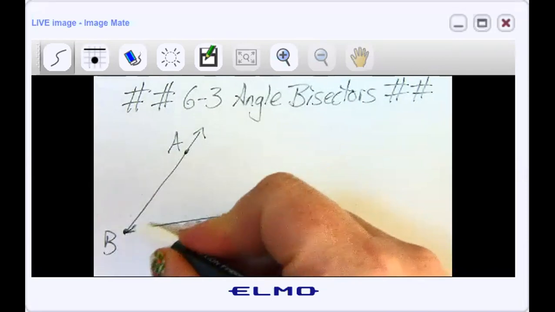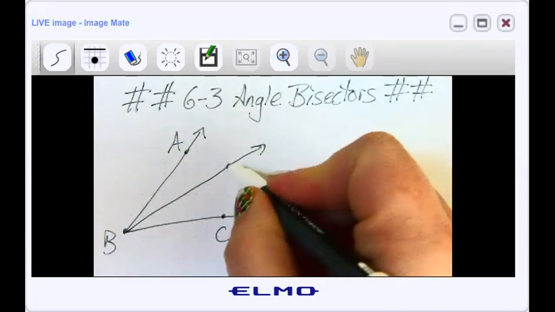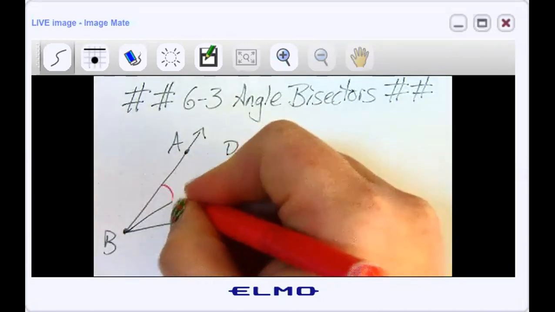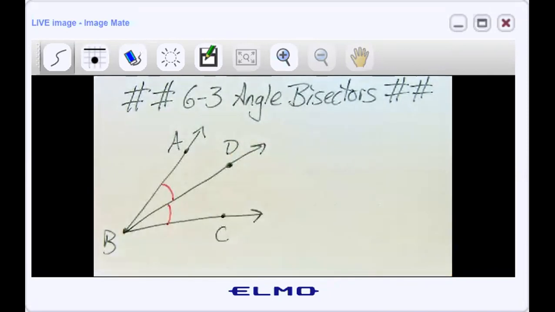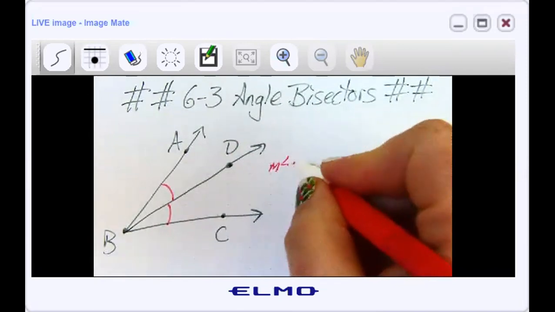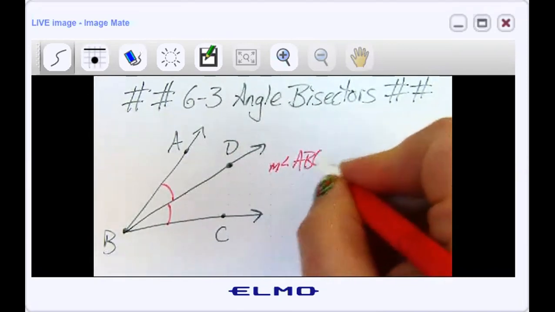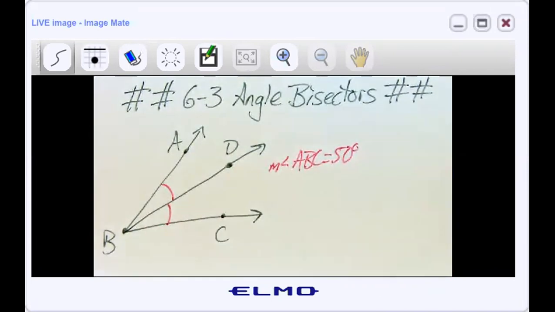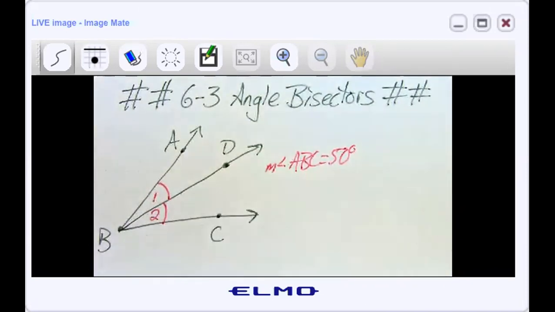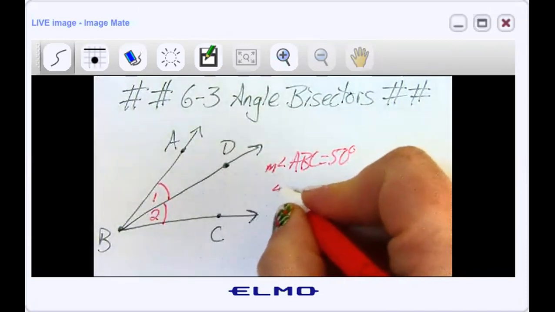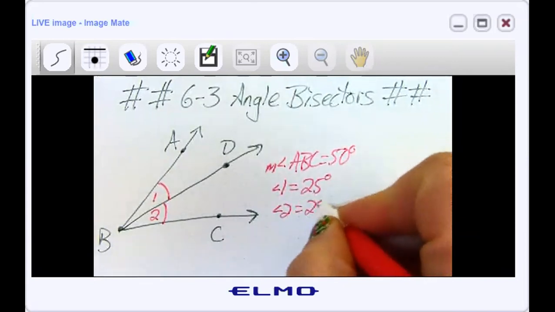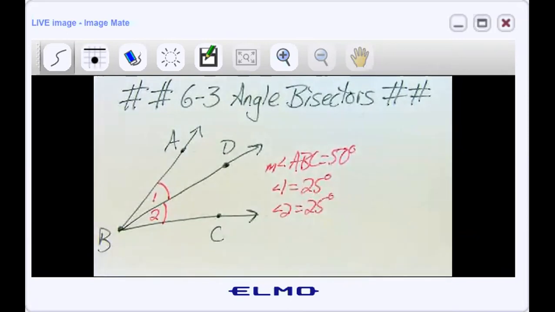So we had something like this. We'd have ray BD, and if ray BD is in fact an angle bisector, then you would know that these two new angles are going to be equal to each other. If angle ABC really was 50 degrees and I had an angle bisector, that means each of my two new angles is going to be 25. So angle 1 must be 25 degrees, and angle 2 is going to be 25 degrees. That's kind of what we had done.